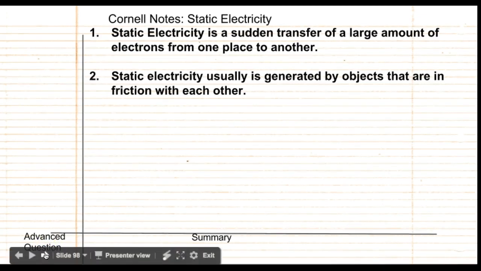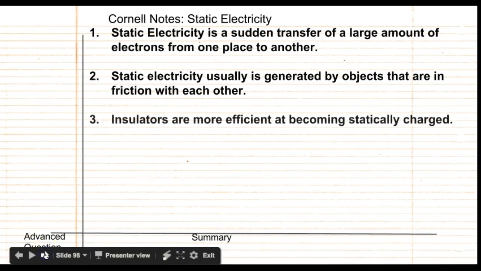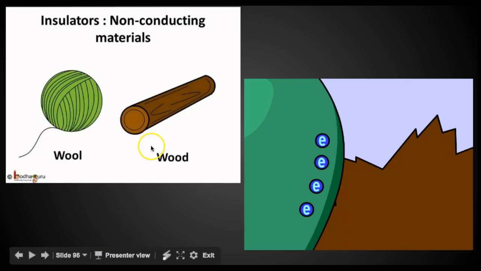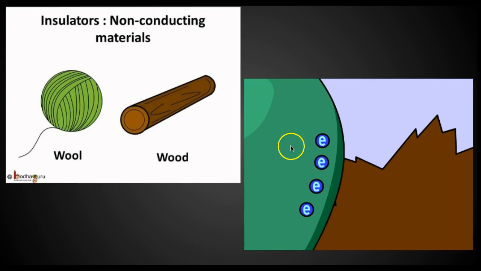Ready? Moving on. The reason why you feel static sometimes and not other times does depend on the weather too and how dry it is. But what it mainly depends on is that insulators are more efficient at becoming statically charged. These are non-conducting materials, or insulators, like wool or wood or balloons. Balloons are very good insulators, which they're made of rubber.